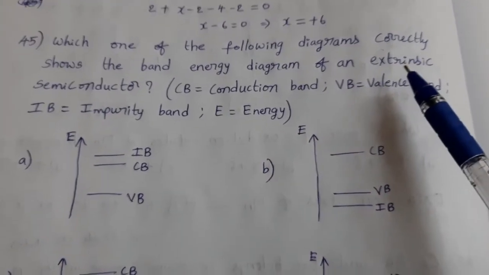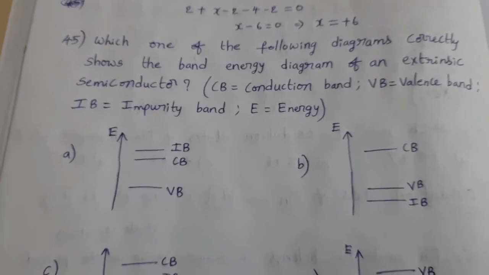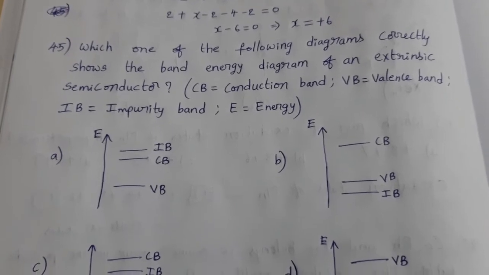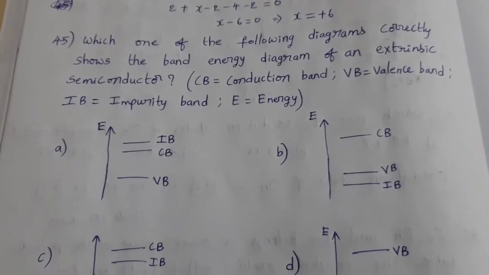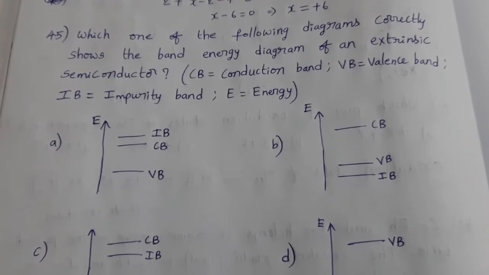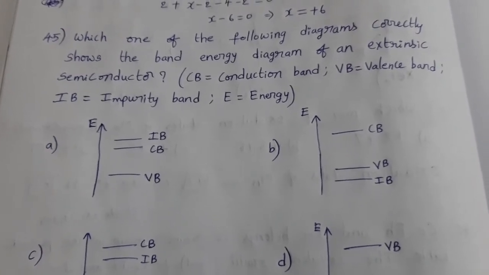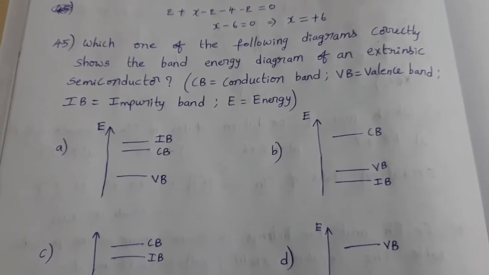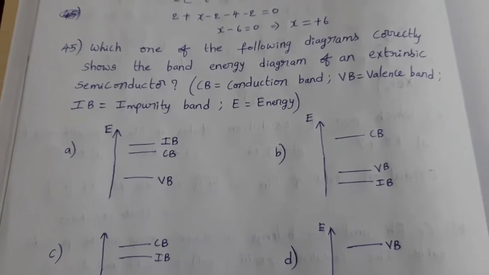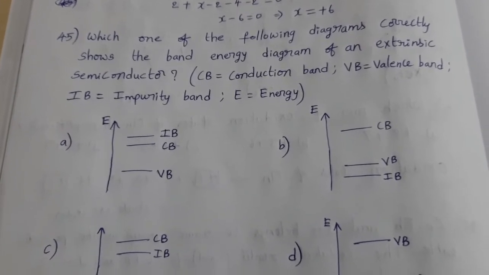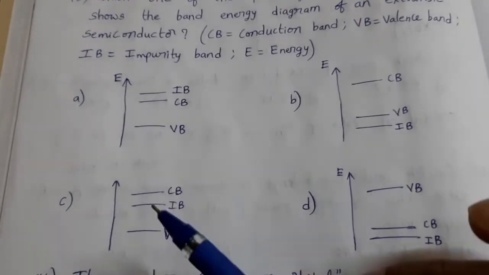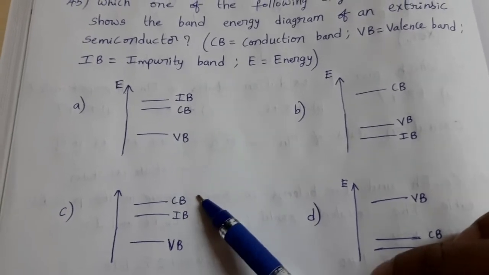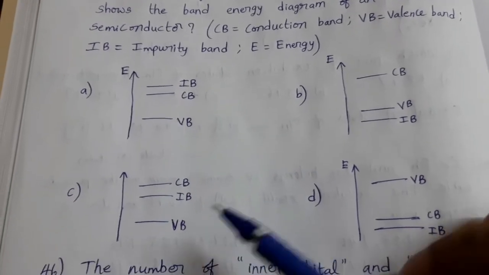First of all, extrinsic semiconductor means 14th group elements, silicon, germanium, elements that can conduct electricity when they are doped with other substances. Such type of semiconductors are called extrinsic semiconductors. That means after doping other substance, then only they conduct electricity. In these type of substances, the valence band has lower energy, then the impurity band, and then the conduction band. So option C is the answer.